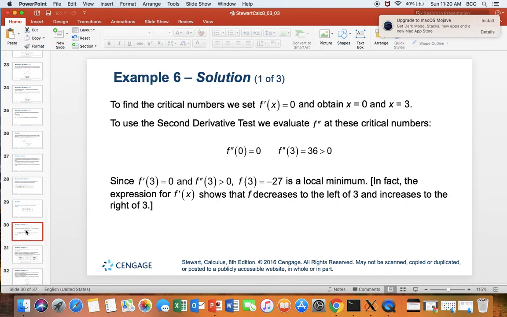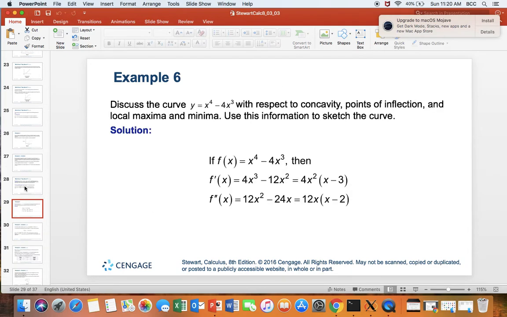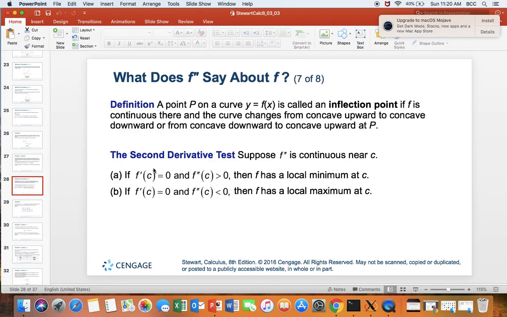Alright, so that is the second derivative test. First derivative 0, second derivative positive, that is this situation, local min. First derivative 0, second derivative negative, that is, you have a horizontal tangent and concave down. That gives me a local max.